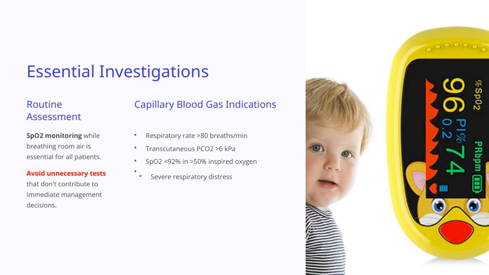For example, if the respiratory rate exceeds 80 breaths per minute, that's a sign of severe distress and warrants further investigation. Similarly, if the transcutaneous PCO2 is above 6 kPa, that indicates hypoventilation or CO2 retention. We should also consider capillary blood gases if SpO2 drops below 92% while on more than 50% inspired oxygen, which suggests significant hypoxemia. Finally, severe respiratory distress itself is an indication.